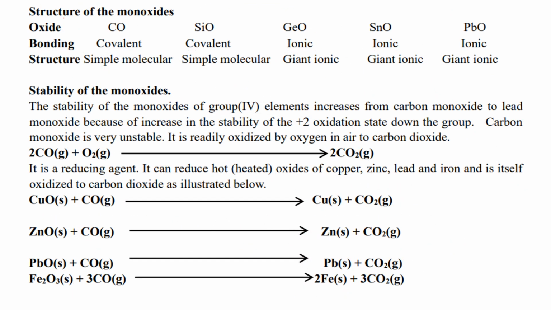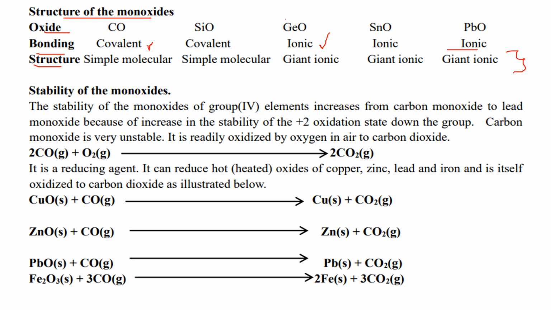Now looking at the structure of the monoxides, we are going to look at the type of bonding it exhibits together with the structure. Now structures are very important when it comes to explaining melting or boiling points. And the bonding is also necessary when you go to mixed questions that require explanations, because you have to know the characteristics of covalent compounds and the characteristics of ionic compounds.